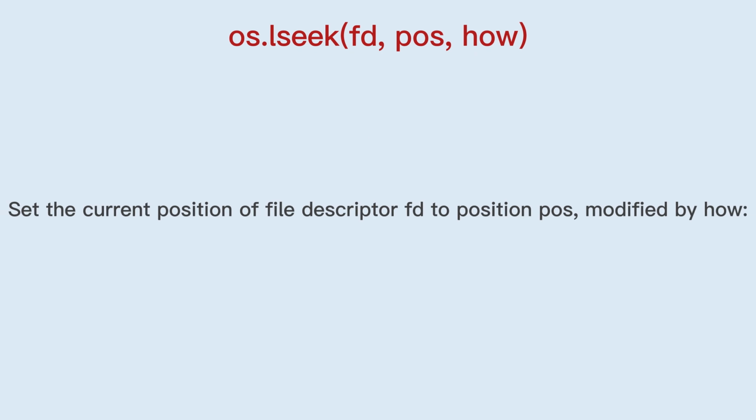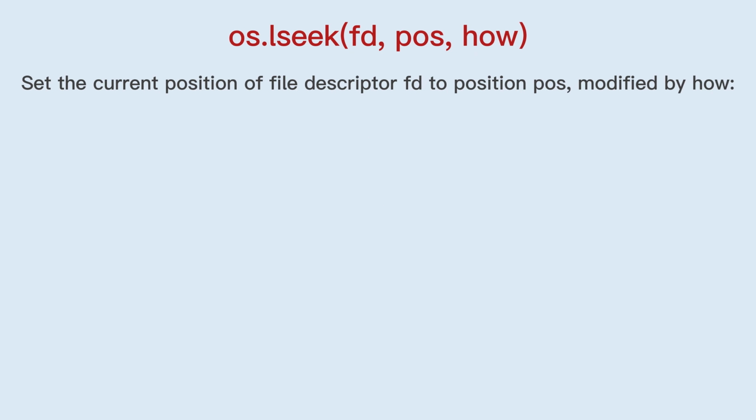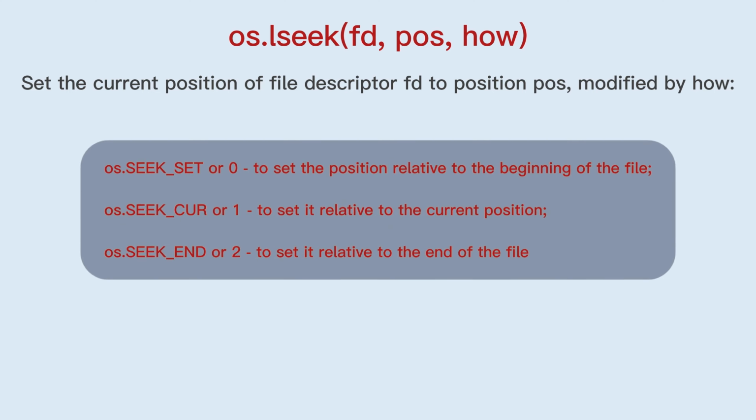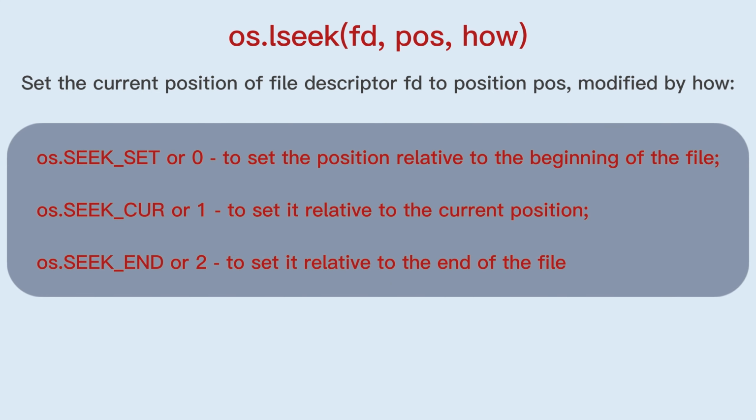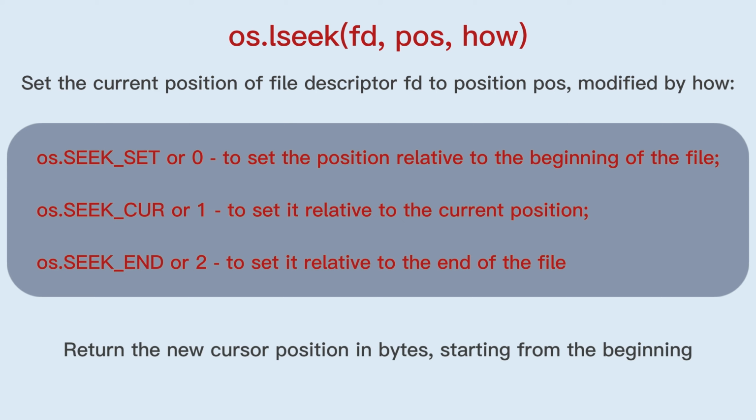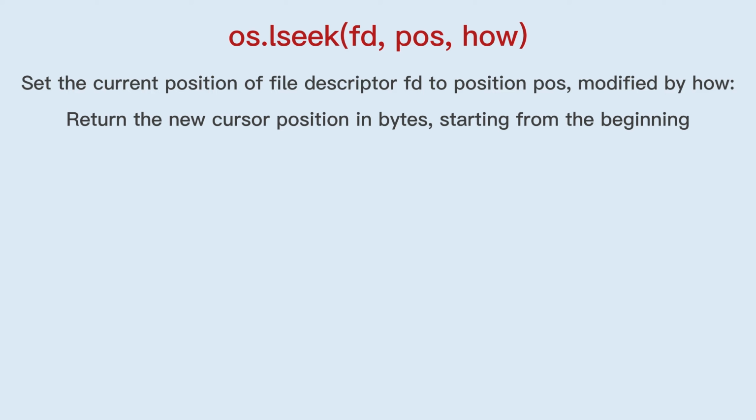os.lseek. Set the current position of file descriptor fd to position pos, modified by how. SEEK_SET or 0, to set the position relative to the beginning of the file. SEEK_CUR or 1, to set it relative to the current position. SEEK_END or 2, to set it relative to the end of the file. Return the new cursor position in bytes, starting from the beginning.